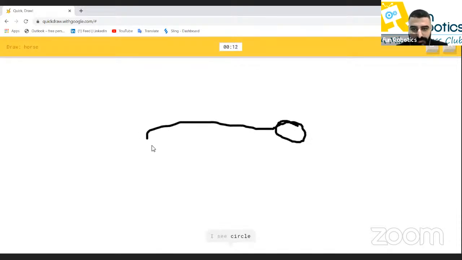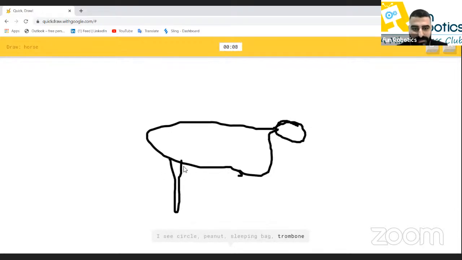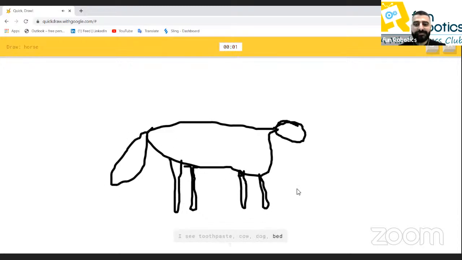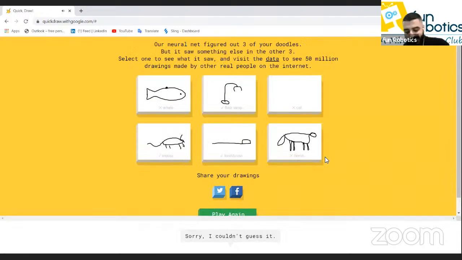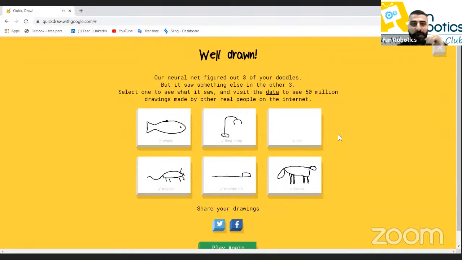I see circle, or peanut, or sleeping bag, or trombone. That's terrible. I see toothpaste, or cow, or dog, or bed, or tiger. So I'm a terrible drawer. I know that you guys are all laughing at me right now. But you can see that it managed to guess floor lamp, toothbrush, mouse.